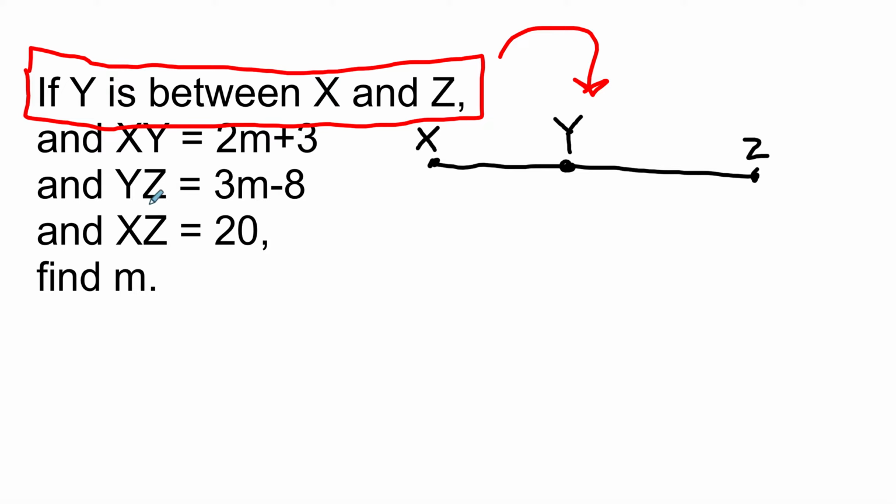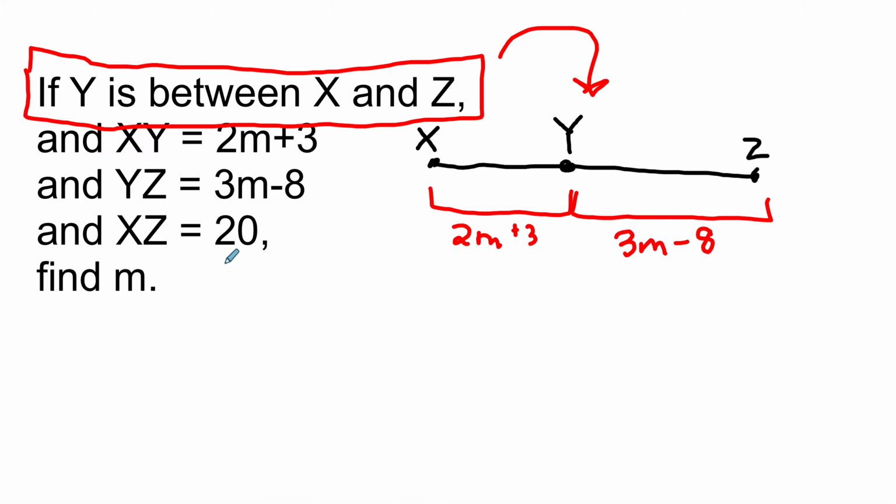So if y is between x and z, then what is true? Well, here's what it's saying is true. XY, this distance right here, is 2m plus 3. So we don't know its length, but we know it can be represented with this expression. YZ is 3m minus 8. And XZ, which is this whole distance, is 20. And it tells us to find m.